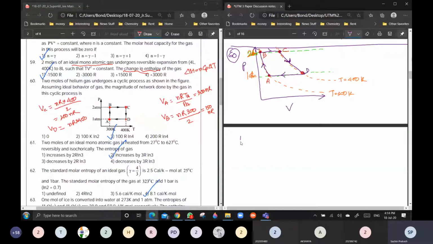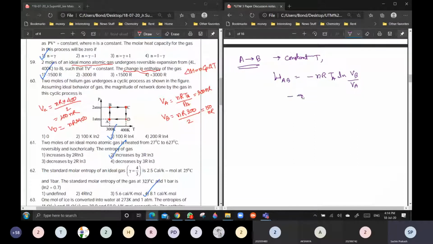Now we analyze the processes individually. A to B. What type of process is it? It is isothermal. So if it is constant T, what will be W? W A to B will be minus nRT ln of VB by VA. So T is here TA. So this will be equal to minus nR into 300 ln of VB by VA, where VB is 150 nR and VA is 300 nR. So this will cancel out as 1 by 2.